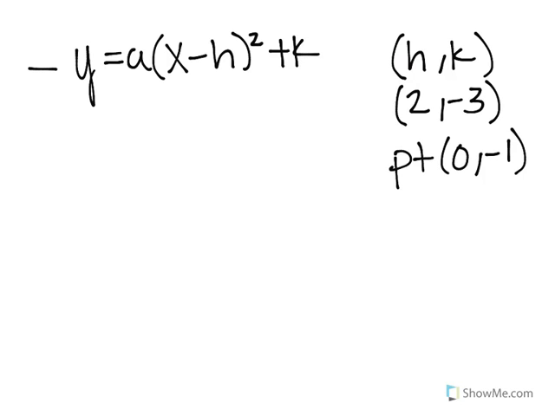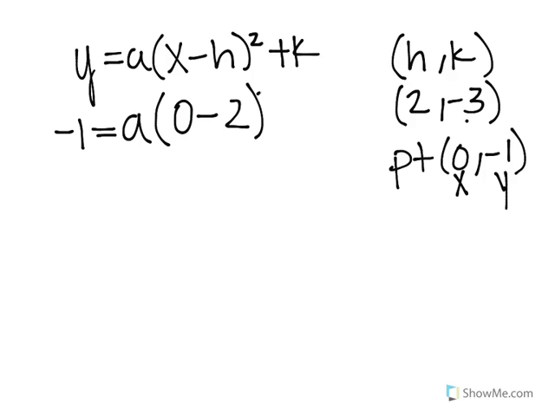Alright, so we have our vertex form. We know that our vertex is h and k. We found out that it was 2 and negative 3, and then we have the point 0 and negative 1 because we see that it's on the graph. This represents x and y, and that's what I'm going to plug into my equation. So, according to my points, y is negative 1. So negative 1 equals a, we don't know what that is, parentheses, x is 0, minus 2 squared, minus 3.